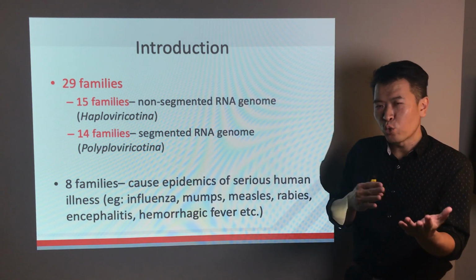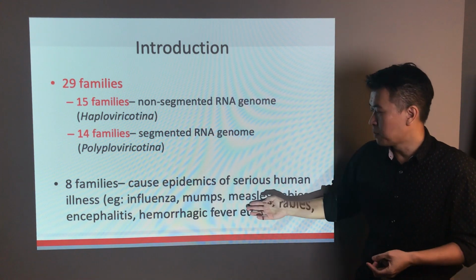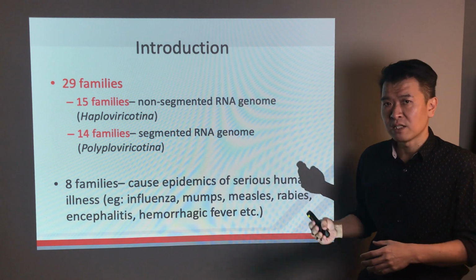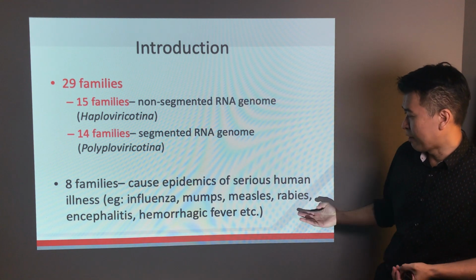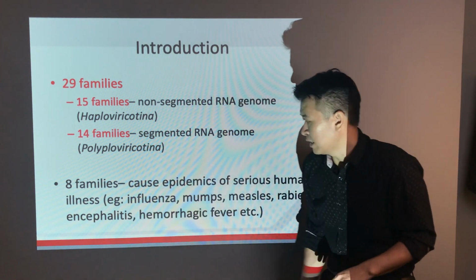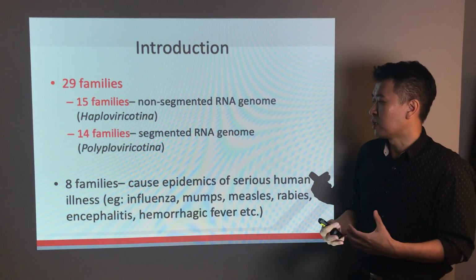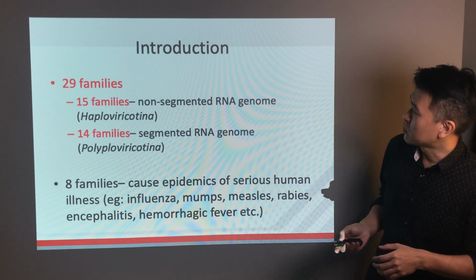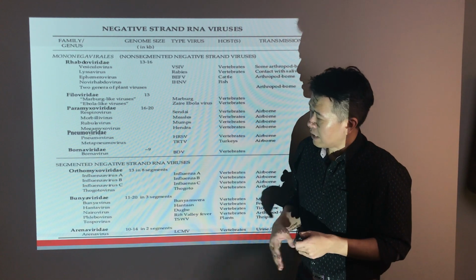And in the old times, when vaccines were still not available, mumps and measles were also some of the diseases that caused outbreaks in human history. Then we also have rabies that's transmitted by dogs, encephalitis, and hemorrhagic fever. These are all diseases that are very devastating and kill the patients. So what are the 8 families that were listed just now?